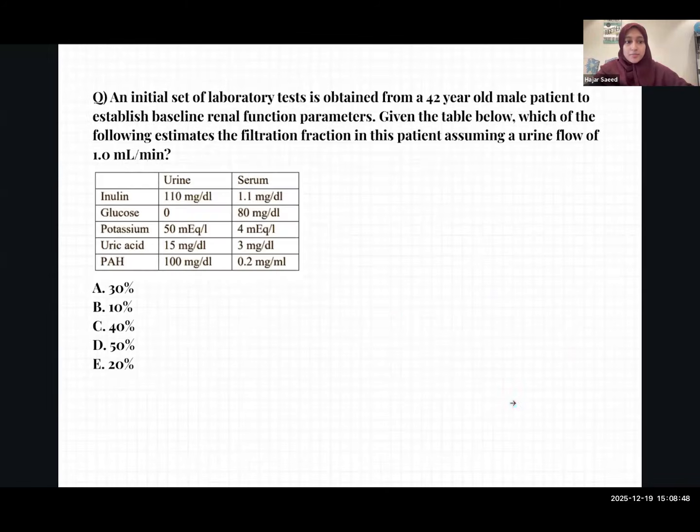Now it's going to get a little bit harder. An initial set of laboratory tests obtained from a 42-year-old male patient to establish baseline renal function parameters. Given the table below, which of the following estimates the filtration fraction in this patient, assuming urine flow of 1 milliliter per minute? Y'all are fast. Okay, any other answers? Can anyone drop the equation in the chat that we're going to use for this?